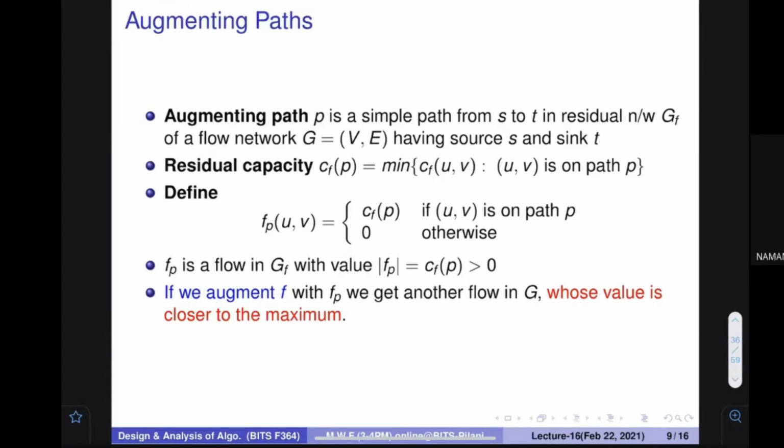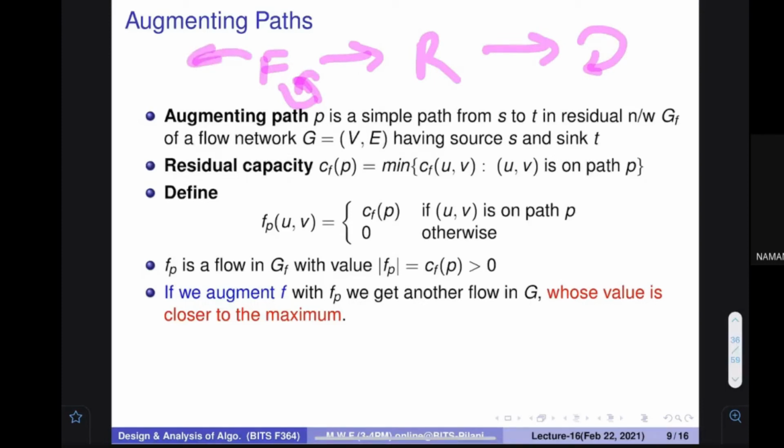Because I am telling that whatever flow network you have, you are going to create a residual network. From this residual network, if you find something, you are going to add it over here, and therefore your flow is going to increase. How many times can you do it? After some time it would happen that you would not be able to find any path over here. If you don't find any path, you have actually reached the place where this value is the maximum.